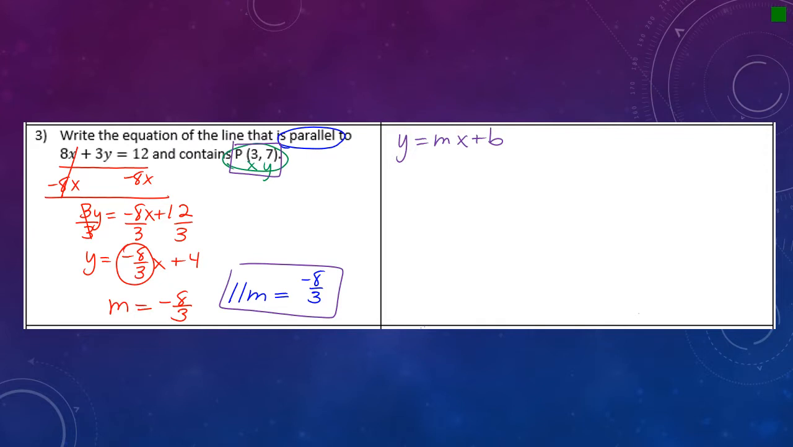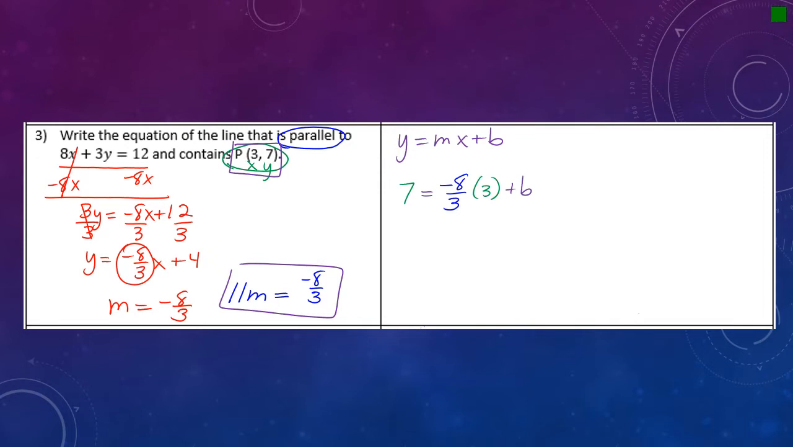So the first thing we need is y. My y value is 7. And then I have equals. My m value is -8/3. X is 3. And then I have plus b, which is what I'm solving for.